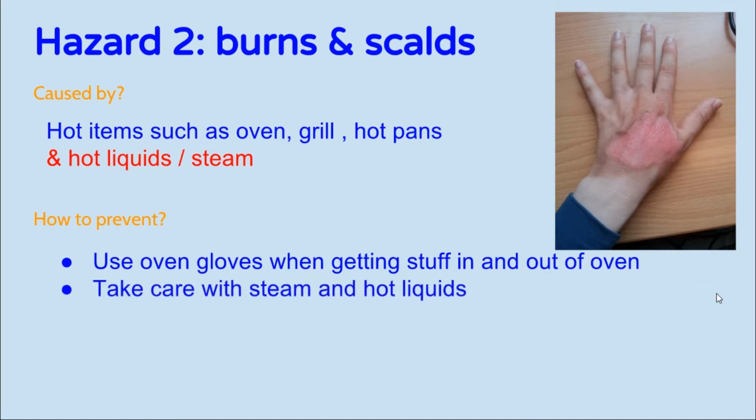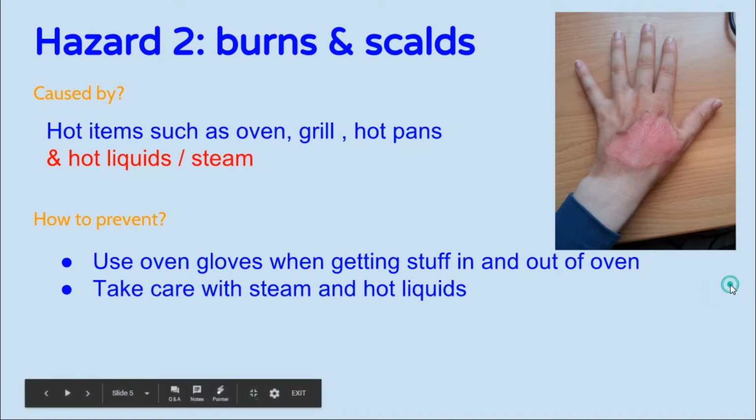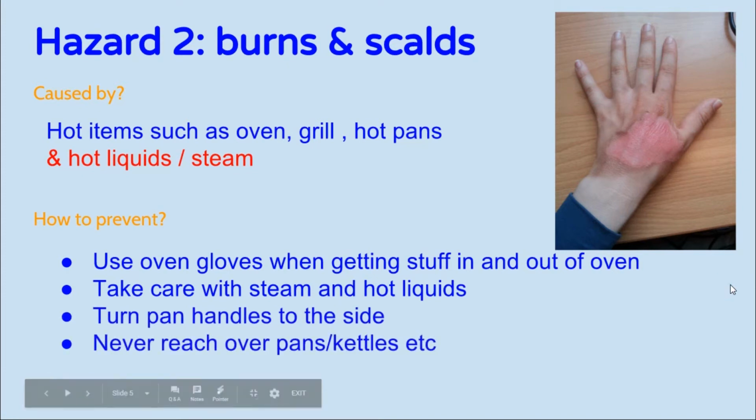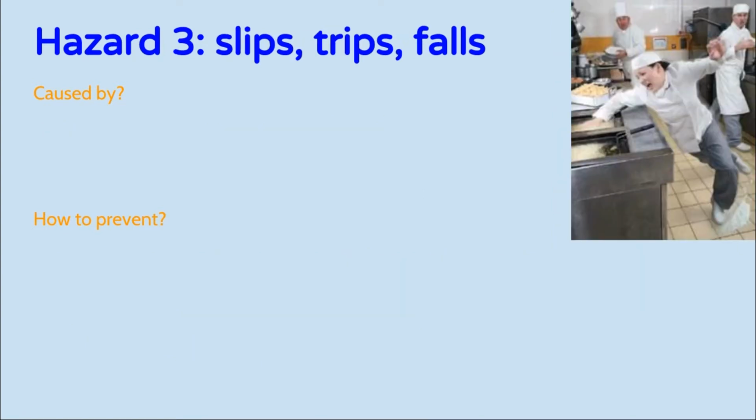Take care with steam and hot liquids. Take pan lids off towards you so that the steam comes out the back. Turn pan handles to the side to prevent them from being knocked off. Never lean or reach over pans or kettles on top of the hob.